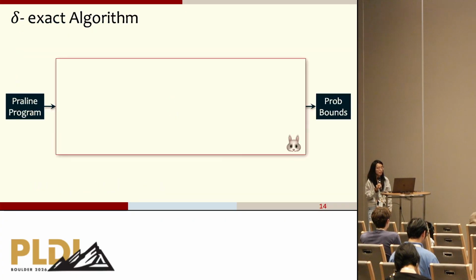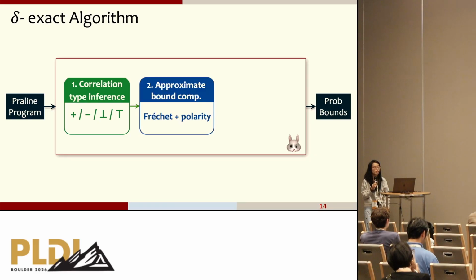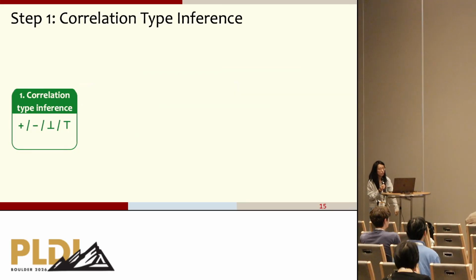So here is a closer look at our delta exact algorithm. Our first step is trying to infer correlation types for a pair of facts. And then given such a type, we can do the approximate bound computation. In the end, we gradually refine the bound until it satisfies the delta exact precision.